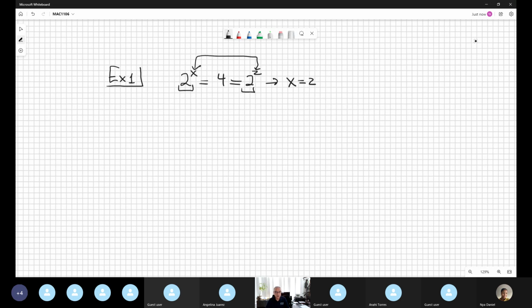But no, this is not the example I want to study. I want to study another hypothetical example in which you cannot do this. Suppose 2 to the x equals 3, or 5, or 7. Now it's impossible to express a 3 as a power of base 2.